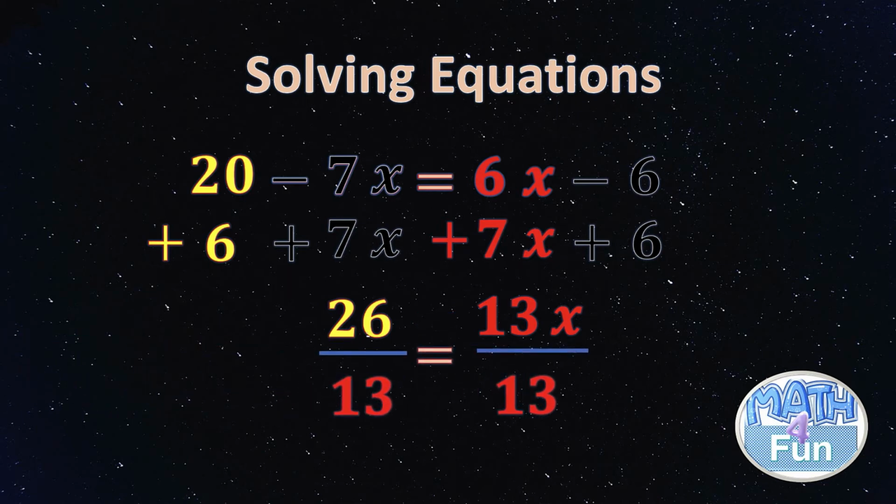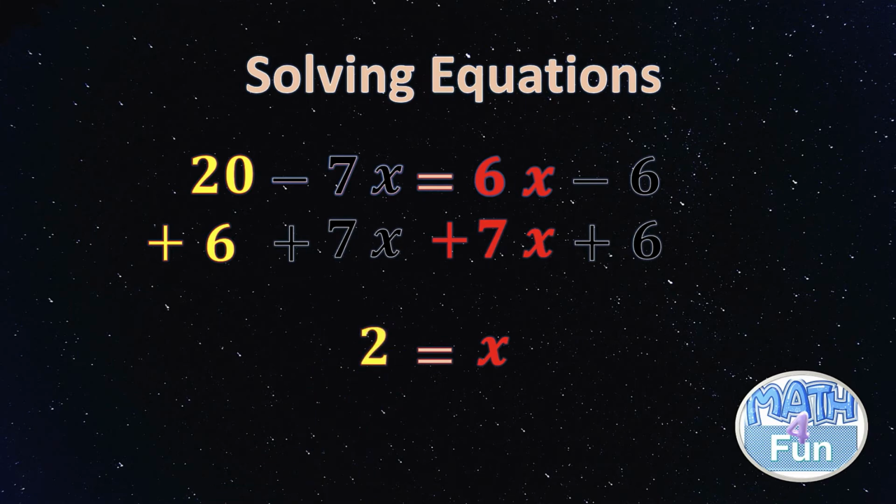We can divide each side of the equation by 13 to get x alone. Now 13 by 13 is 1. You're left with x equal to 26 over 13, which is 2. And here the answer, x equal to 2, we can rotate the equation. So the final answer here is x equal to 2. Let's go for another example.